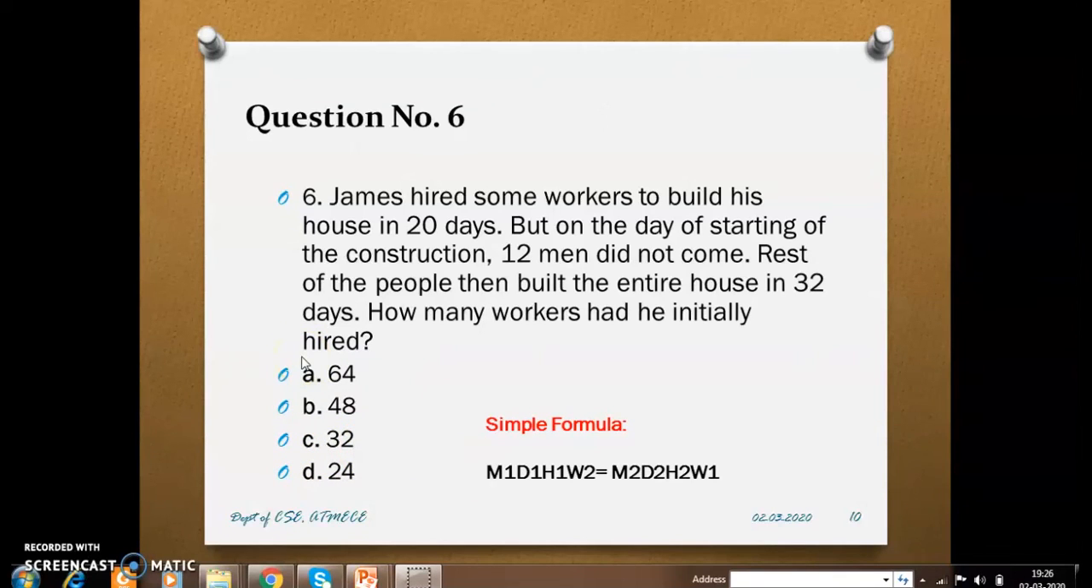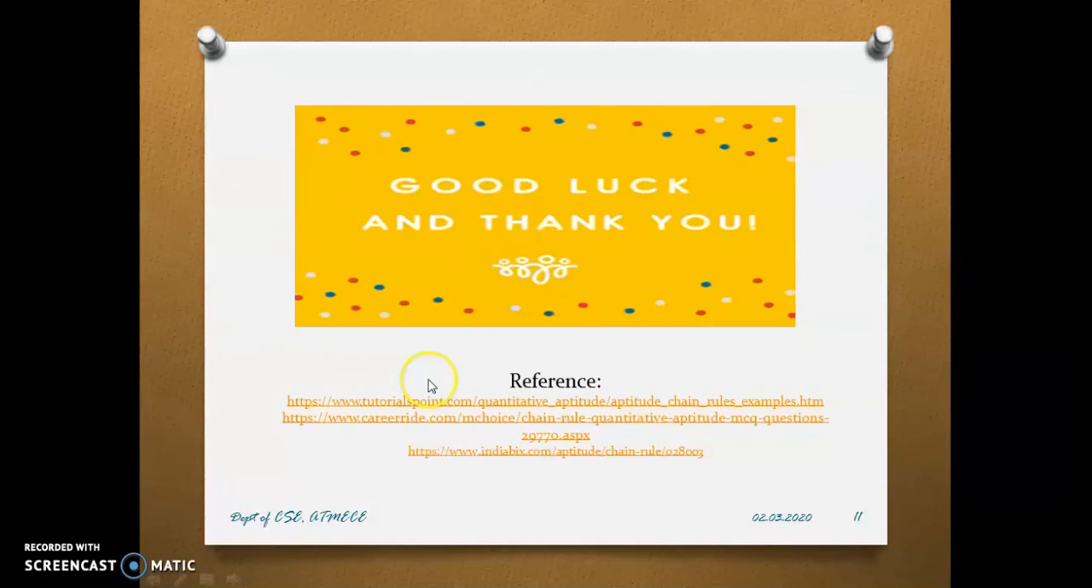I hope the problems I solved here made it very clear for you to solve simple problems whenever they appear on the exam. If you want to solve problems on chain rules, there are many problems available on the internet. Please follow the below mentioned reference links for your future references. All the very best and thank you.